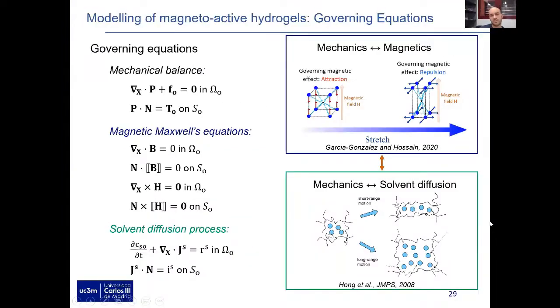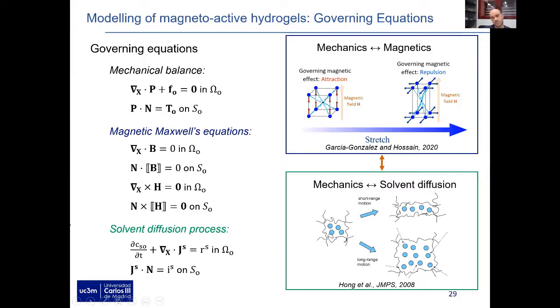To start with, these are the three problems and the governing equations expressed in the reference configuration, for both volume and surface. Here is the mechanical balance, where we have the divergence of the first Piola-Kirchhoff stress tensor, the external forces F and T sub 0, and the normal unit vector to the surface. Then for the magnetic problem, in a very similar fashion, we have two magnetostatic equations: the first for the magnetic flux density vector, the second for the magnetic field.